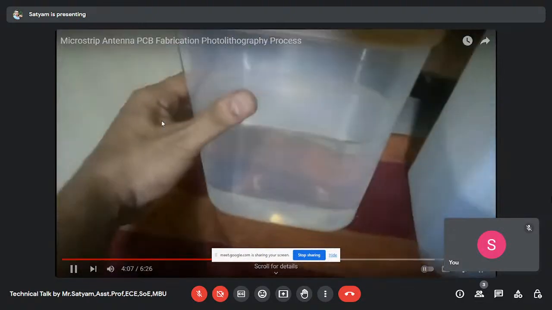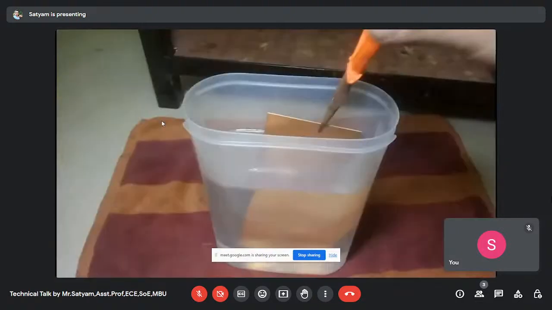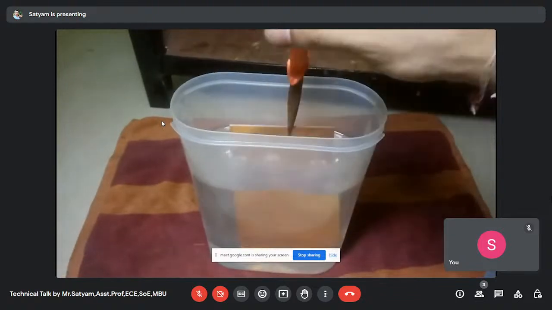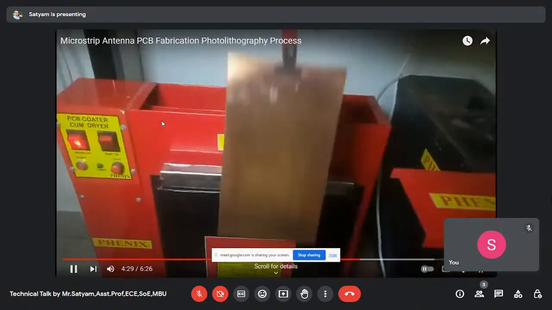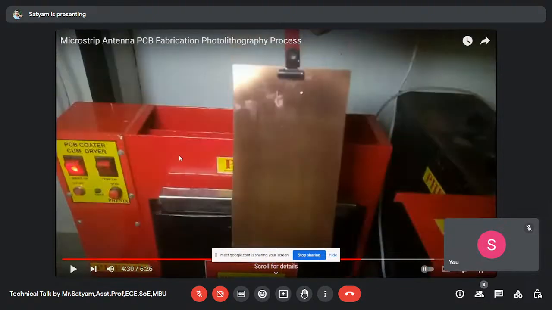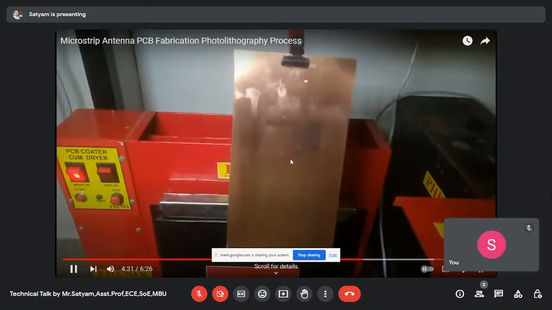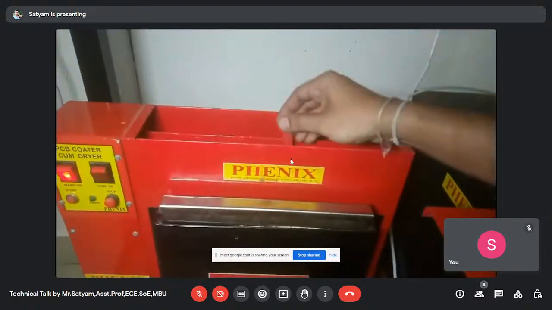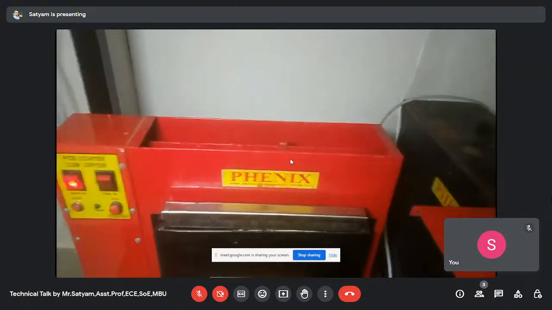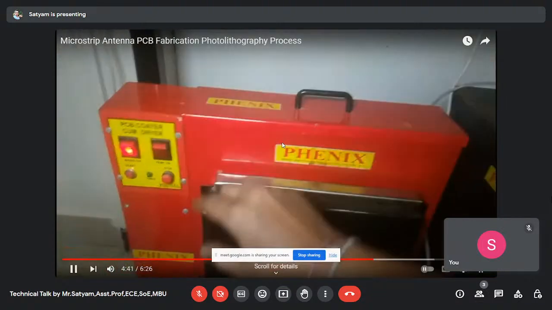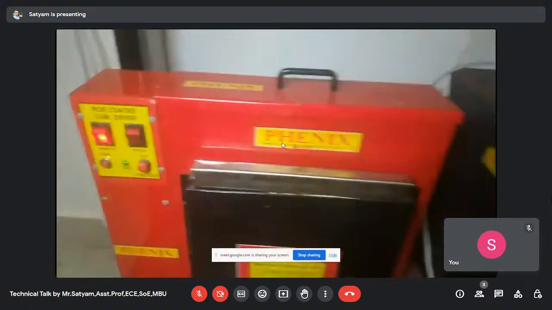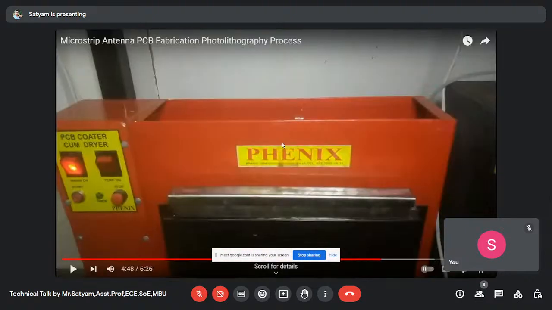The next step is to develop the image, for which we have to use LPR developer. So you see nothing is visible here. It will be visible after post bake. For post baking, put the PCB board in dryer for 2 minutes. So this he will dry. That is post bake. Post bake means after that developer solution.